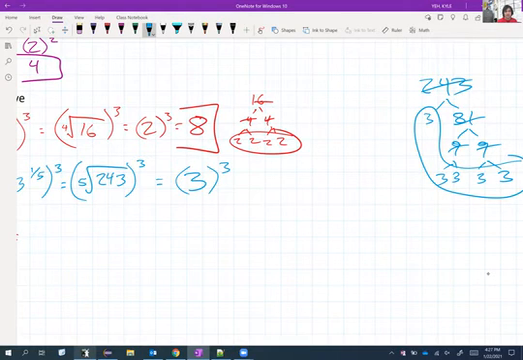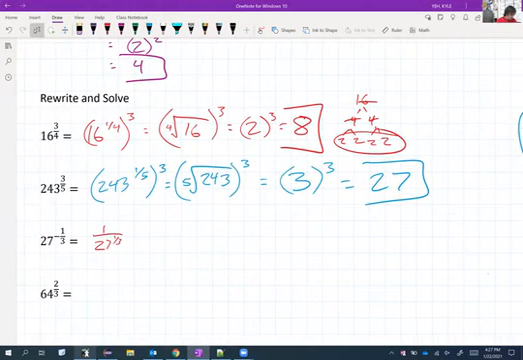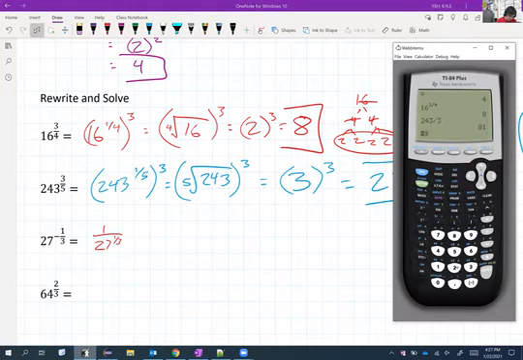So really, my final answer will be 3 cubed. 3 times 3 is 9, times 3, 27. We'll go ahead and check our work. 243 to the 3/5, 3 divided by 5 power, 27. There we go. Hopefully that one went well.